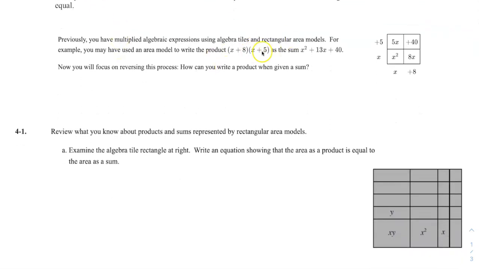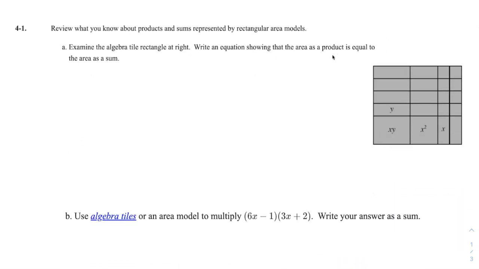In the previous lessons, we used area models to multiply two binomial functions, right? We used the area model to multiply, and we had this as a sum. In this lesson, we're going to try to reverse the process. We're going to go from here to there, and we're going to talk about how we do that. We'll start with reviewing what we know.